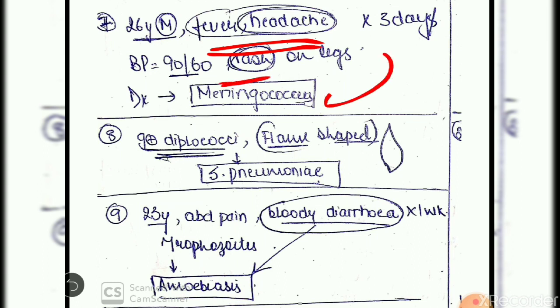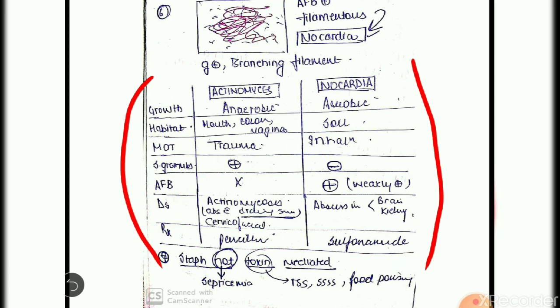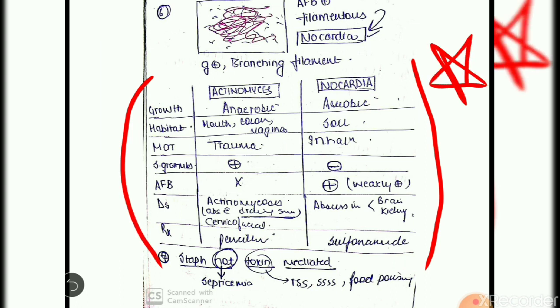Rash, come to meningococcus. Gram-positive diplococci, flame-shaped: Streptococcus pneumoniae. Bloody diarrhea, very important hint for amoebiasis. The next question is the comparison between the actinomycetes and nocardia. You have to learn this by heart because definitely this question gets repeated very frequently, right?